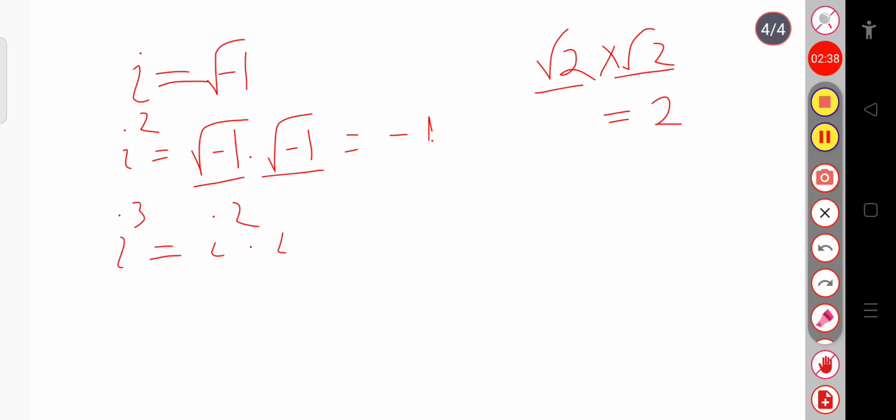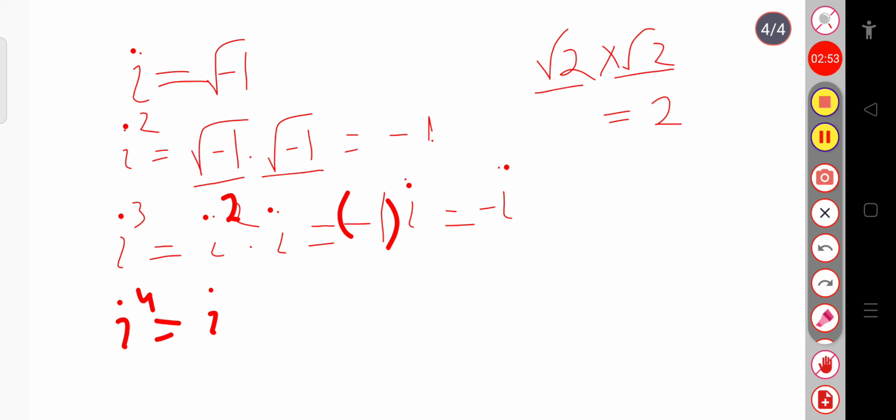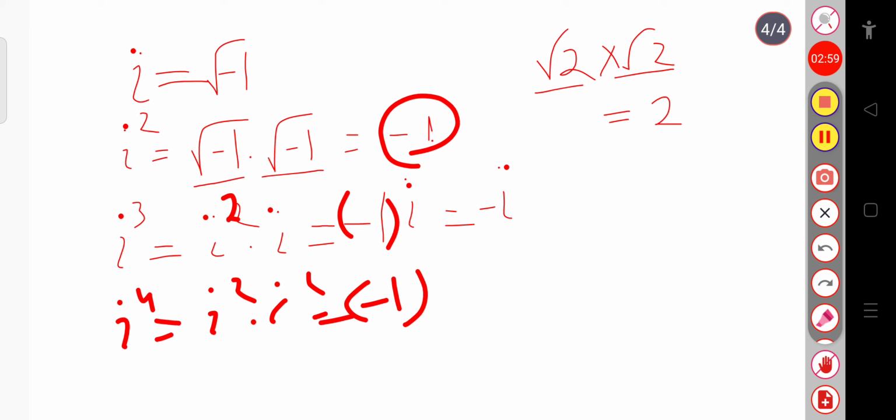Similarly, for i cube, you have to multiply i square with i. That implies i square is minus 1 and this is simply i, so that will become minus i. Now i power 4 will be equal to i square into i square. The i square value is minus 1, into minus 1, that will become plus 1.